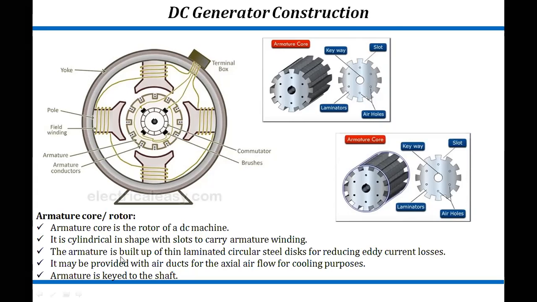So we can say the armature is made up of thin laminated circular steel discs to reduce the eddy current losses. Eddy current losses means what? If there is not good earthing, or any wrong connection in the power supply, then current will flow. That current we call the eddy current. So we use steel here to make the armature, so it reduces the eddy current losses, and it may be provided with air ducts for axial air flow for cooling purposes, and the armature is keyed to the shaft.